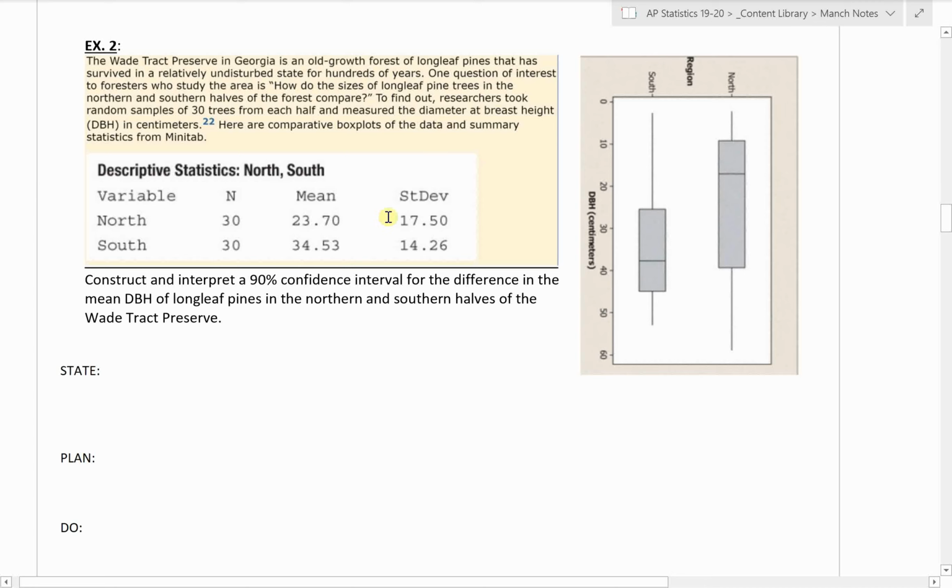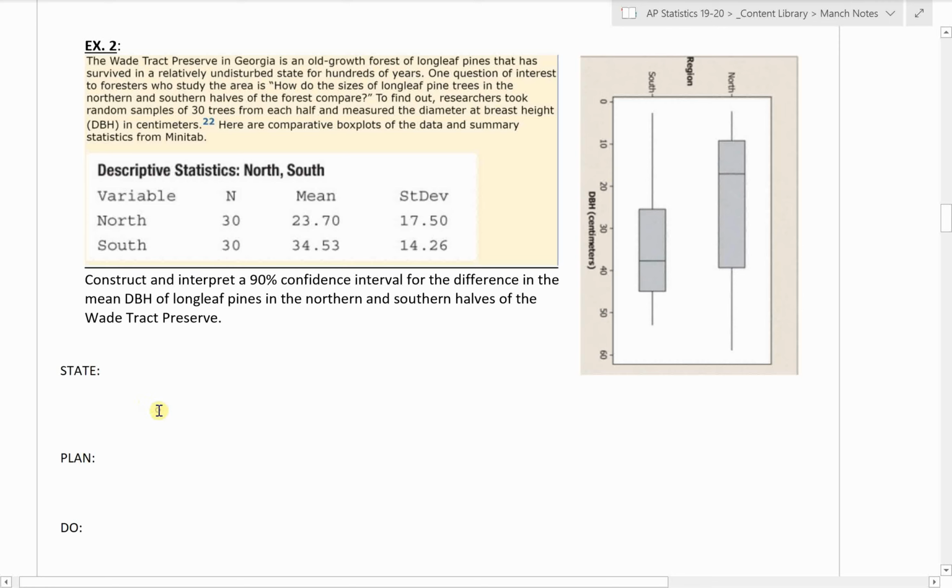Here is our summary statistics. Construct and interpret a 90% confidence interval for the difference in the mean dBH of longleaf pines in the northern and southern halves of the Wade Tract Preserve. So our goal is to estimate the difference in size between trees from the northern half and trees from the southern half in this preserve. As we look at it, it appears that the southern trees are larger than the northern trees. So in order to keep our numbers positive, we'll subtract southern trees minus the northern trees. We'll see what I mean here in a minute.